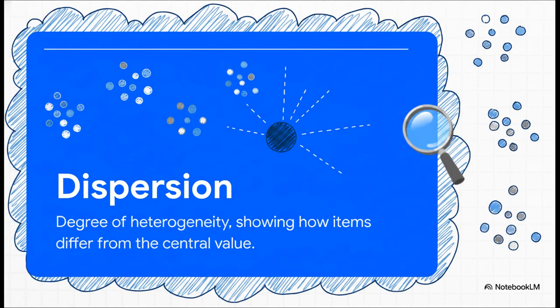And that brings us to our hero metric, which is dispersion. Formally, it's defined as the degree of heterogeneity within a dataset, describing the spread or scattering of individual values around a central tendency. Okay, in plain English, dispersion measures exactly how much, on average, individual items differ from that central value. It basically quantifies the chaos or the lack of chaos in your numbers.